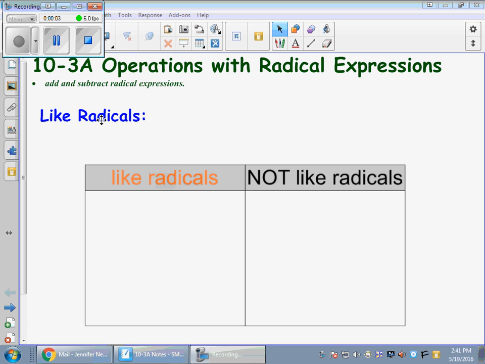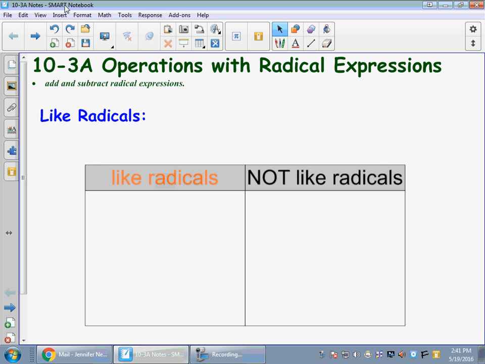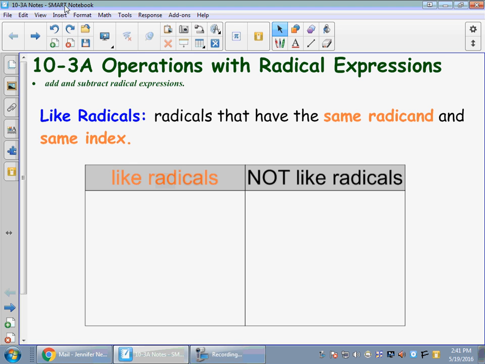These are your 10-3A notes, operations with radical expressions. Last week we worried about multiplying and dividing radicals, and today we're going to concentrate more on adding and subtracting radical expressions. So in order to add and subtract radical expressions, we have to define what a like radical is. Like radicals are radicals that have the same radicand and same index.